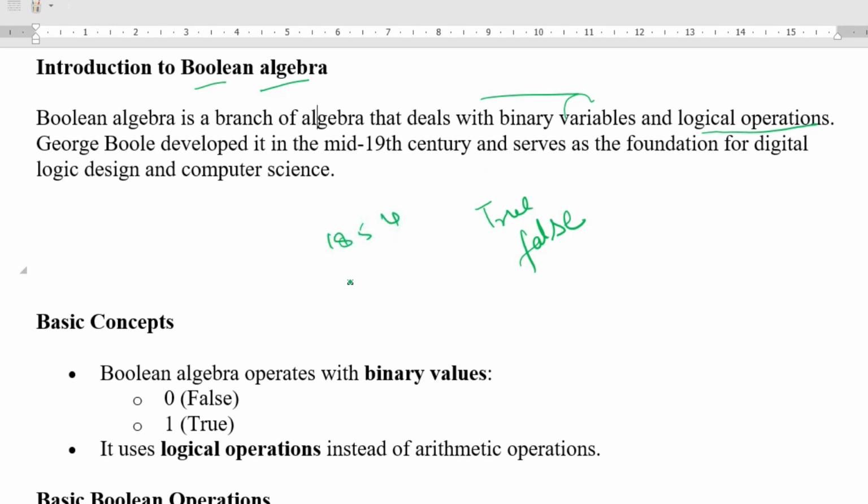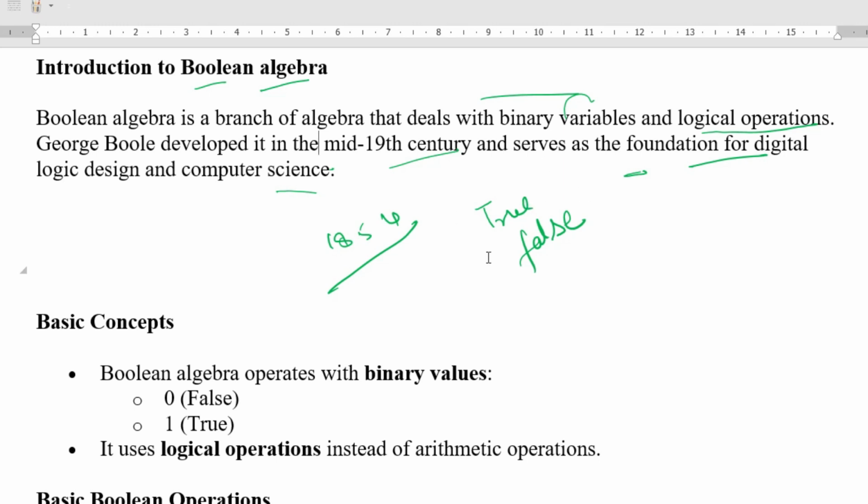In 1854, a mathematician called George Boole developed this Boolean algebra, and it was the foundation of digital logic design in computer science. It is used as a foundation for Boolean logic design.